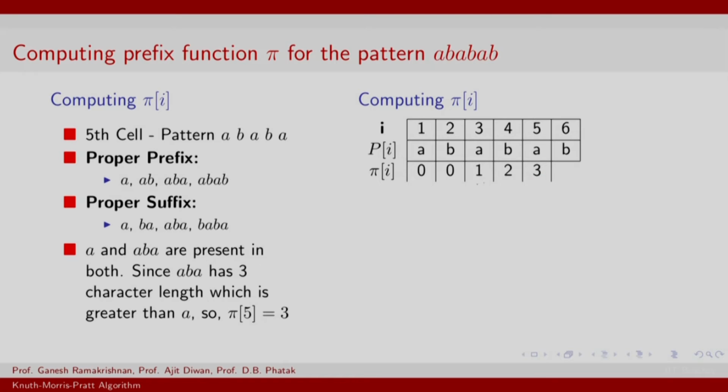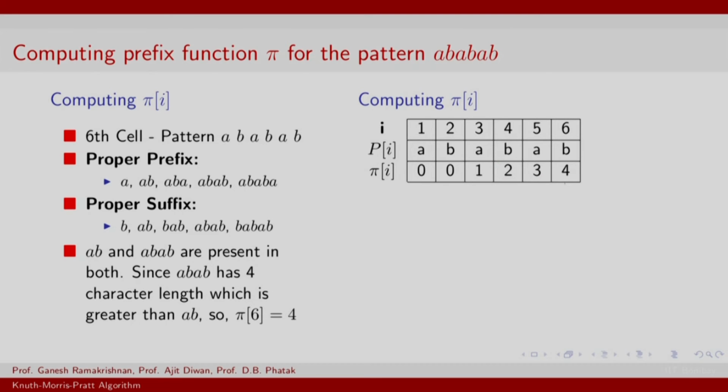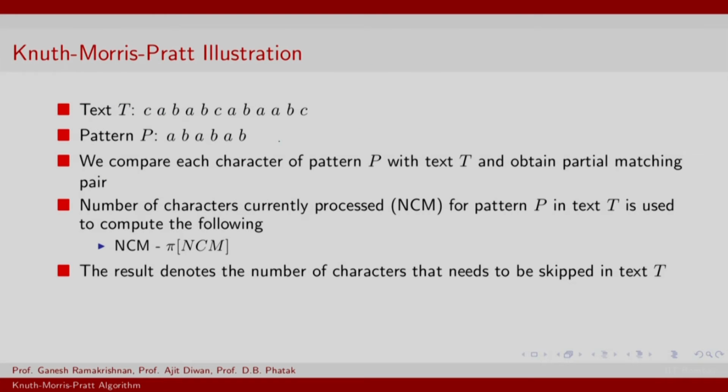So we continue this and we find that for pi 5, the length of the longest prefix, ABA, which is a proper suffix of P5, is 3. Pi 6 has a longest prefix of length 4, which is a proper suffix of P6. So given the table, let's try and do pattern matching on text T. We will revisit the construction of that table in a more efficient manner once we have learned sufficiently from the KMP pattern matching process itself.